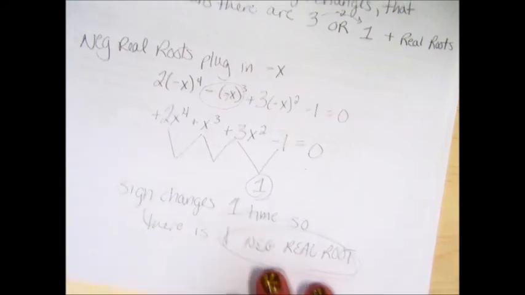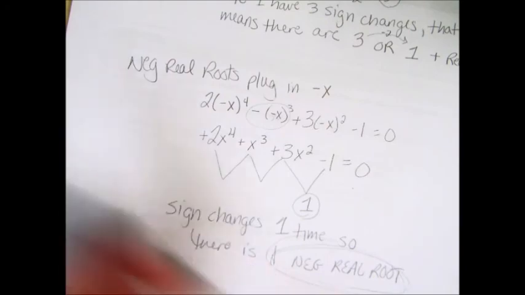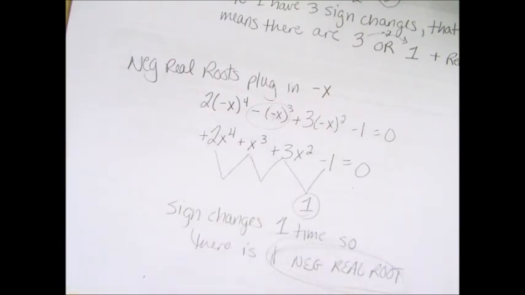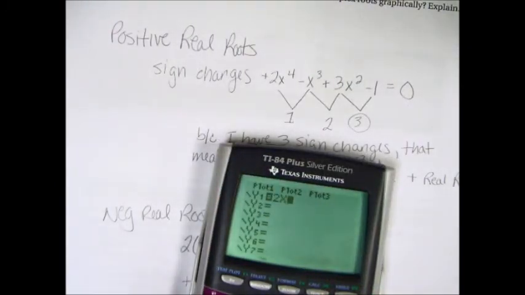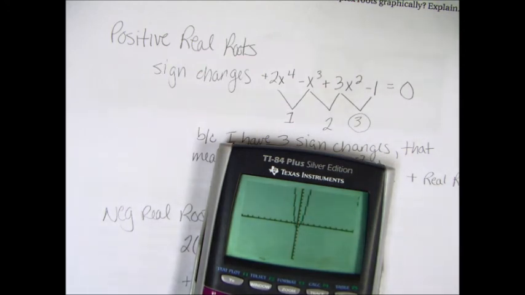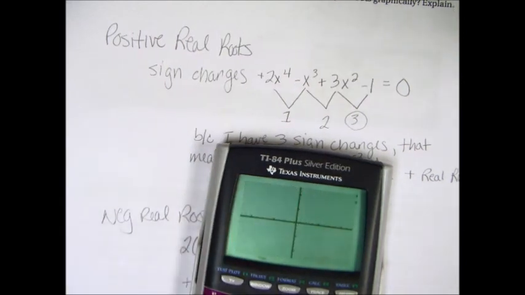Has to be. So what does this look like on a graph if I were to show you? Okay? Let me show you. I'm going to put this original problem in there. 2x to the 4th minus x to the 3rd plus 3x squared minus 1. We'll be able to see it crosses. Take a look at it. If I zoom in, it crosses once in the negatives and once in the positive.